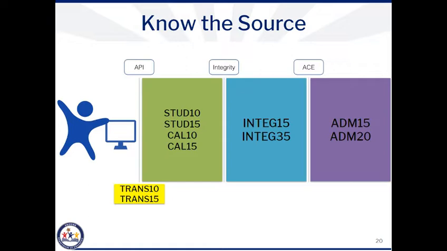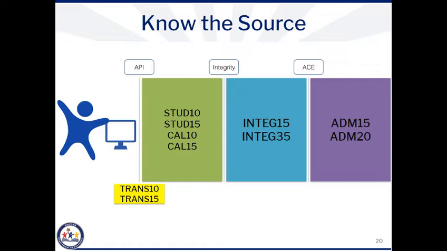Integrity will run nightly, and the results of that process interacting with your data will result in the Integ 15 and Integ 35 reports generating. The Integ 15 will show student integrity results, and the Integ 35 will show calendar integrity results. These reports can be pulled to show what data has passed or failed integrity. Most data coordinators will choose to focus on what failed integrity so they can correct the errors in their student information system and resync their data.